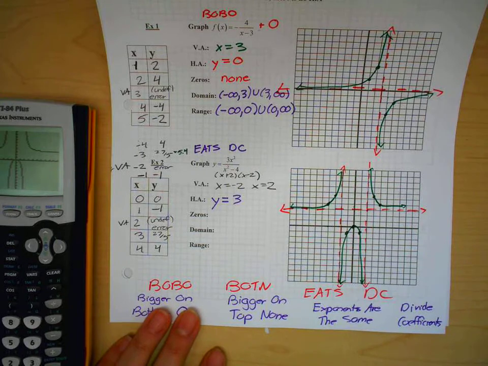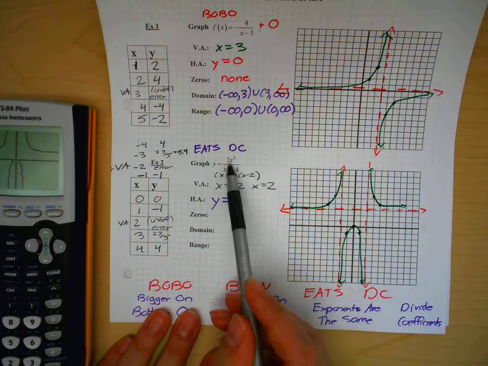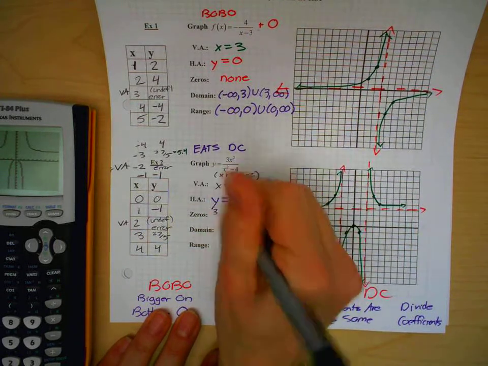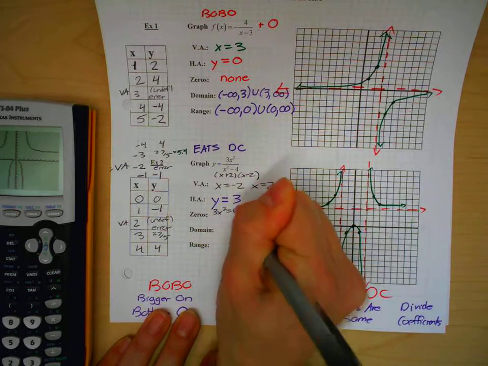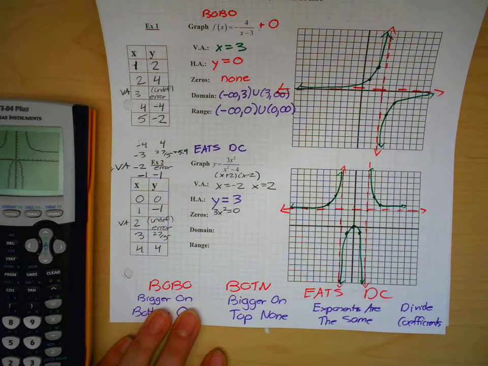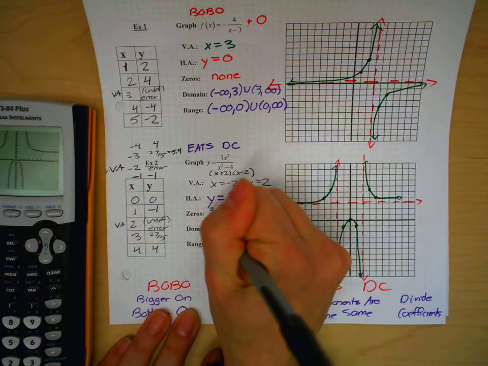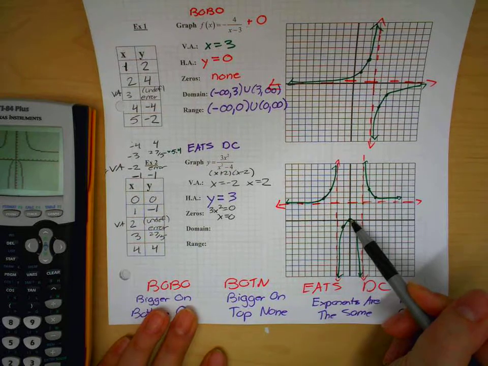How about my zeros? If I set my numerator to 0, what's my 0 for this one? What's the only way to get 0 if I'm multiplying? You've got to multiply by 0. So that means x is 0. Then we have that graph right there. That's my 0.